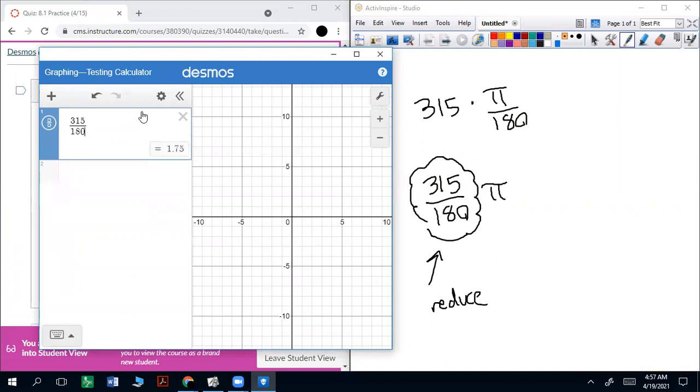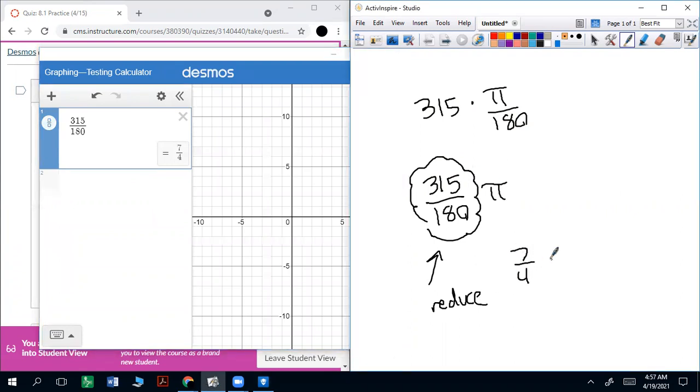He says 1.75, so click that fraction bar, and you say 7/4. So that's going to be 7/4 pi. The way we typically write that is 7 pi over 4. That's the same thing. So that is your degree, that is your radian in terms of pi.